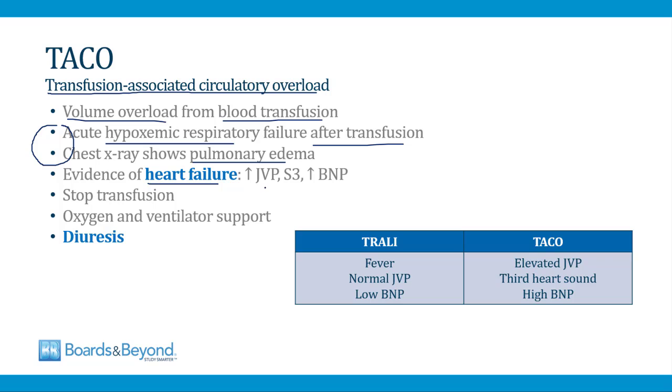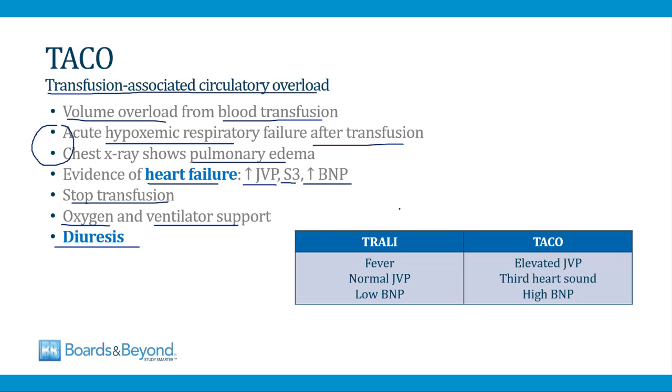So patients with TACO have an elevated jugular venous pressure, they can have an S3, on lab testing they can have a high BNP level. And the treatment is to stop the transfusion, provide oxygen and ventilatory support, and then provide diuresis, usually with loop diuretics, to remove the volume causing pulmonary edema.